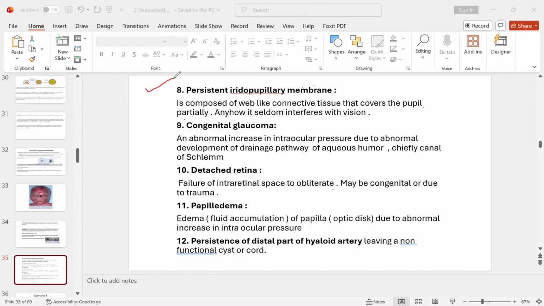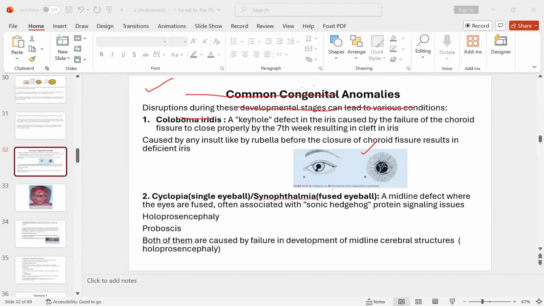So now let's move to persistent iridopupillary membrane. This membrane degrades normally, but sometimes it persists and its persistence results in formation of a web-like structure, or you can say web-like connective tissue, that covers the pupil partially. As it is covering the pupil partially, the vision in such patients is not impaired. They can see properly in light. So you can see in this diagram the persistence of the iridopupillary membrane results in a web-like connective tissue that is covering the pupil. This one. This is a web-like structure that is covering the pupil.